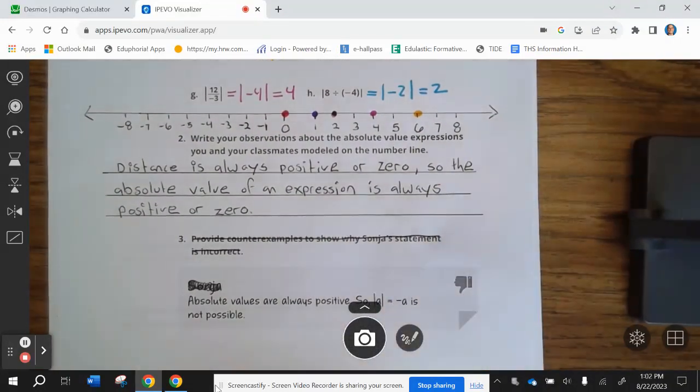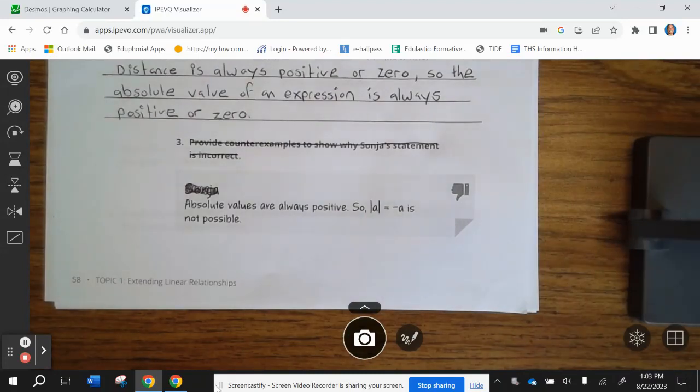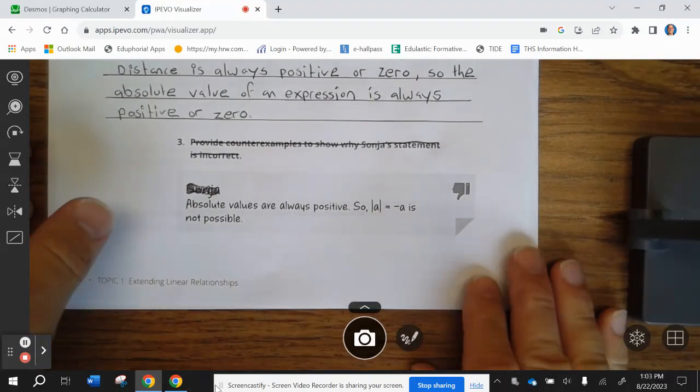All right. Write your observations about the absolute value expressions you and your classmates modeled on the number line. Distance is always positive or 0, so the absolute value of an expression is always positive or 0. All right? The absolute value is always positive, so the absolute value of a equals negative a is not possible. All right, let's take a look at the next page.